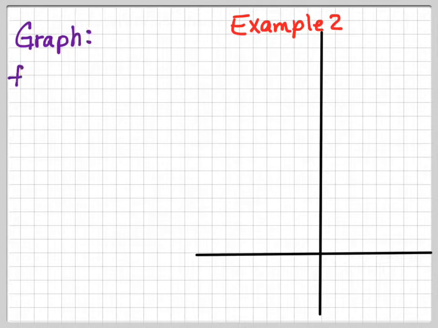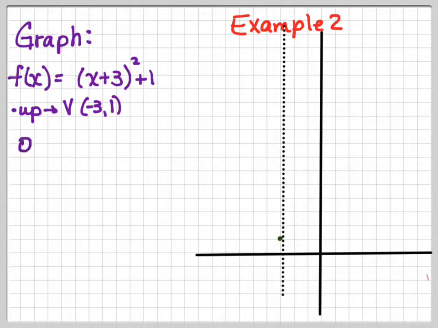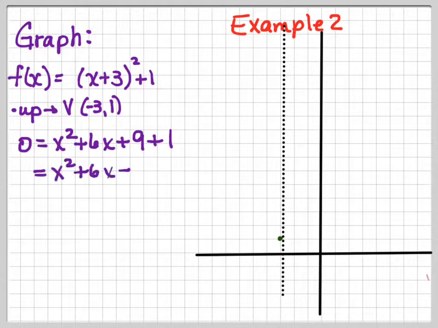Okay, example number 2, we want to graph f of x equals the quantity x plus 3 squared plus 1. So we know that it opens up and the vertex is minus 3, 1. So I'm going to plot my minus 3, 1 right here. Okay, just lost it. Plot my minus 3, 1. All right, the next thing I want to do is go ahead and put in my axis of symmetry, which is a vertical line that goes through negative 3.